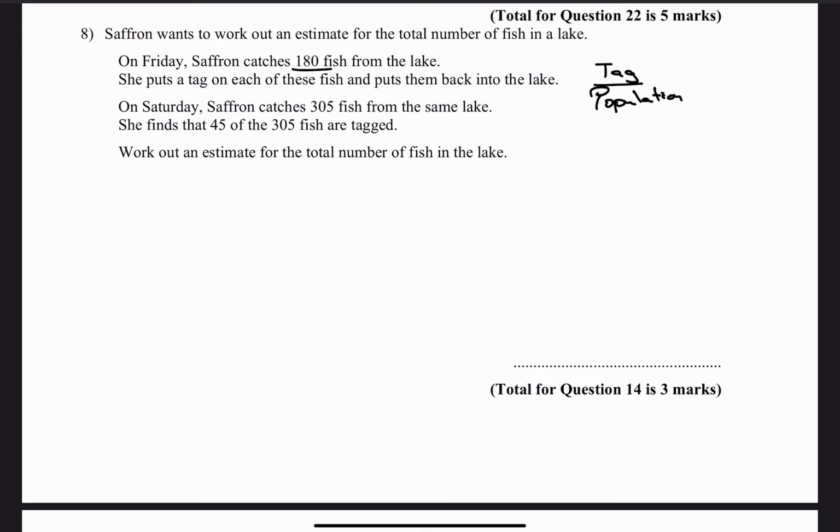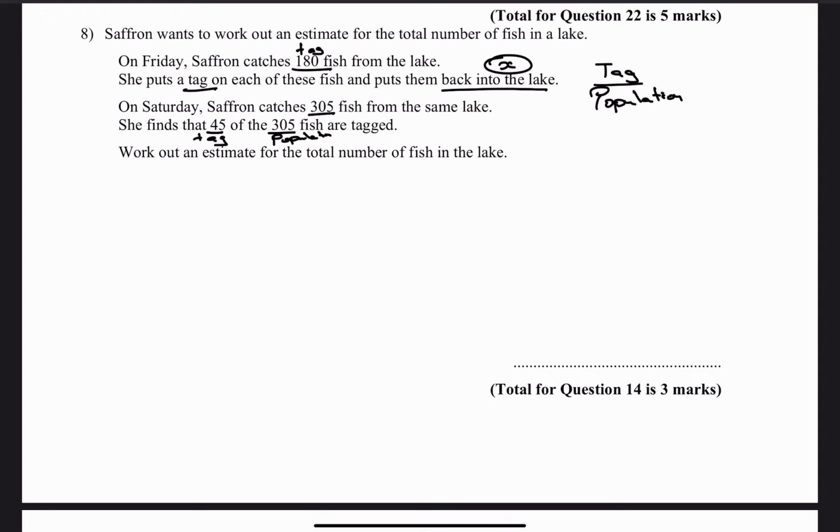Saffron catches 180 fish, and he tags that 180, so 180 was tagged, then he put it back into the lake. Then I don't know the population, so I can call it X. Then on the next day he catches 305, and he finds that 45 out of the 305 is tagged. So 45 is tagged, and 305 is the population of that one.